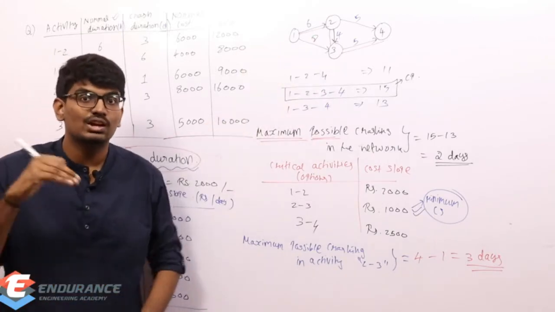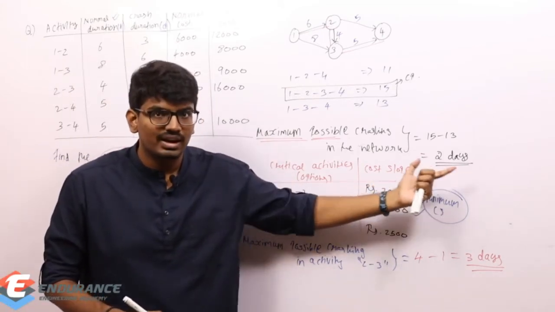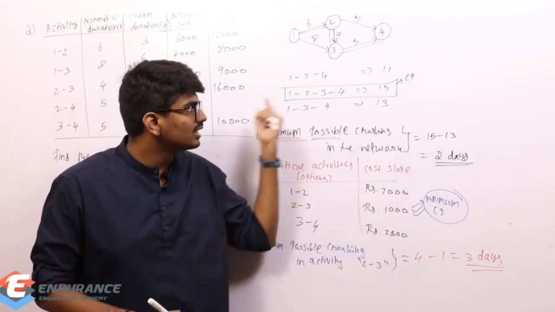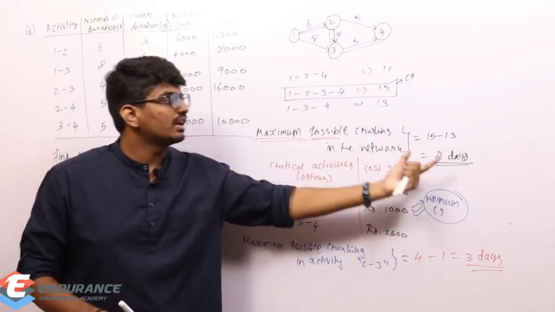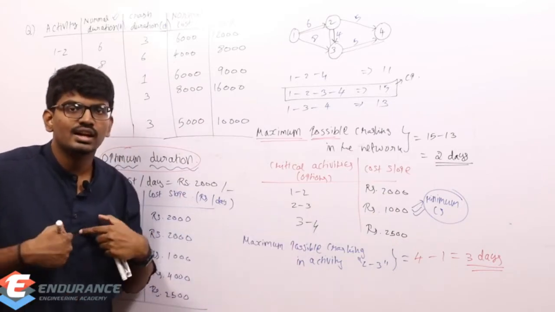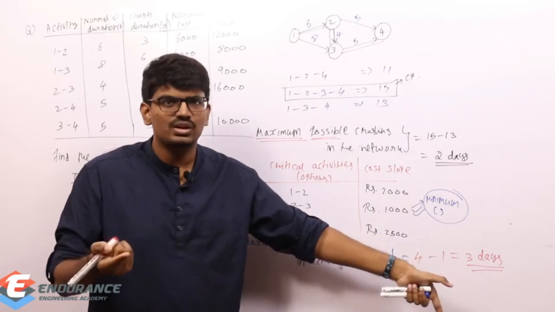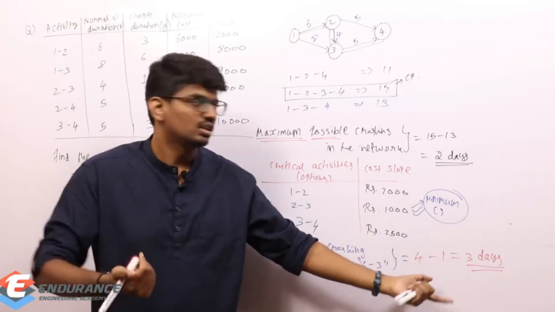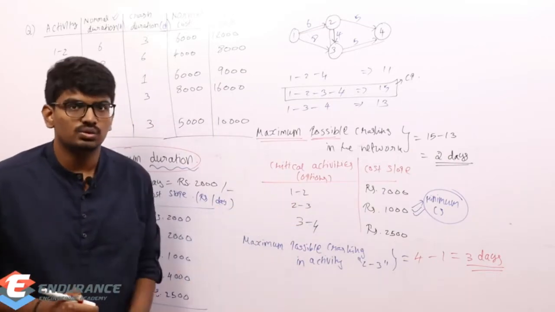But what is my requirement? My requirement is 2 days only. I need to reduce the path's duration by 2 days only, and this 2 to 3 activity is offering me 3 days maximum, but I don't need 3 days at all, right? I need just 2 days. So obviously I can crash this activity 2 to 3 by 2 days.